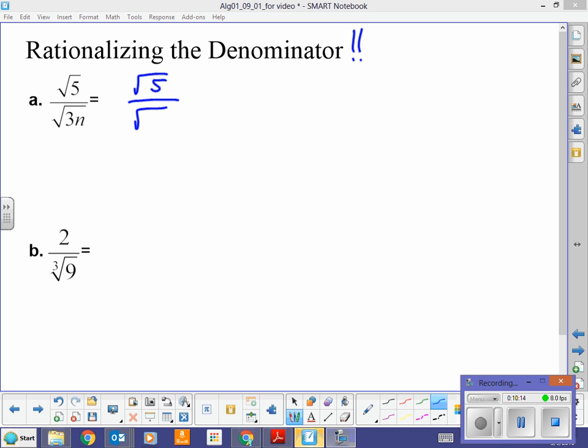So what I'm going to do here is multiply this by radical 3n over radical 3n, right? So this is again a 1, has a value of 1, but I'm multiplying the radical by itself, which undoes the radical. So the square root of 3n times the square root of 3n is just 3n. Now I can multiply these together and get the radical 15n. Right? Let's take a look at the cube root one here at the bottom. We want to multiply this again.